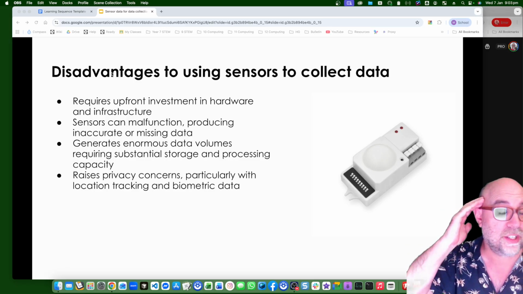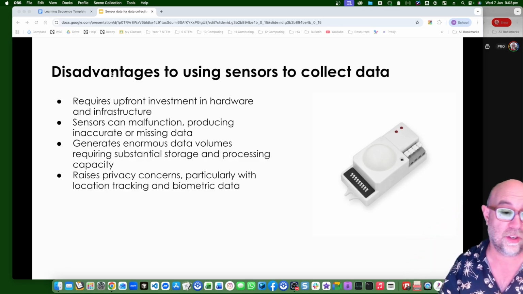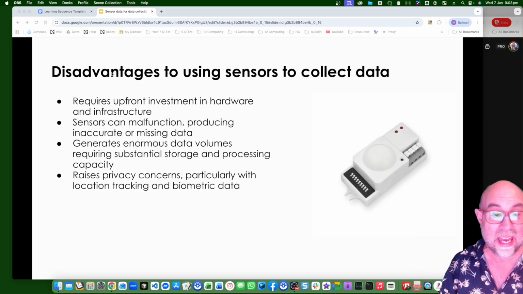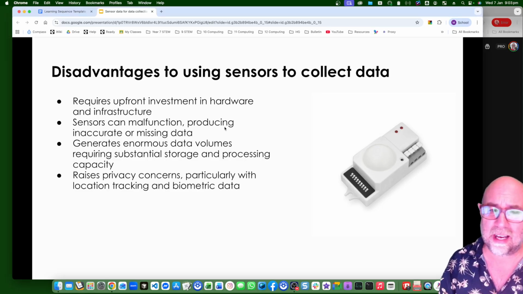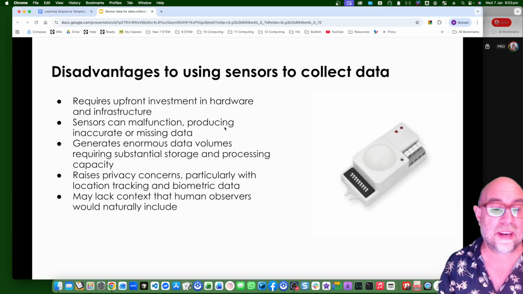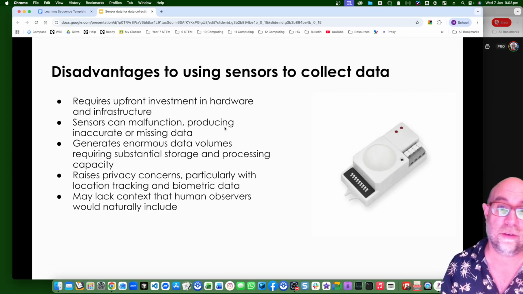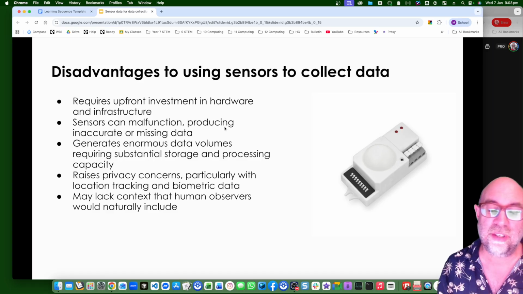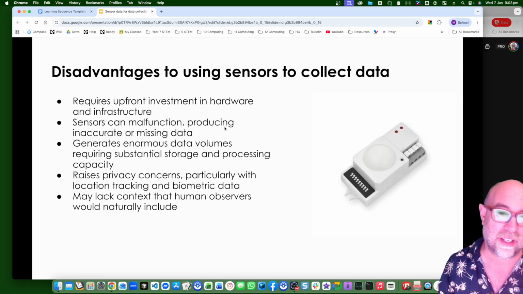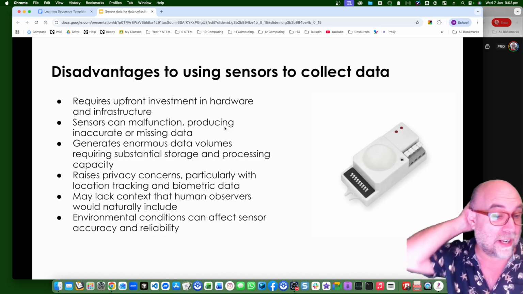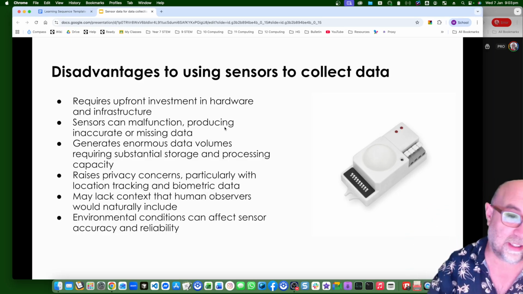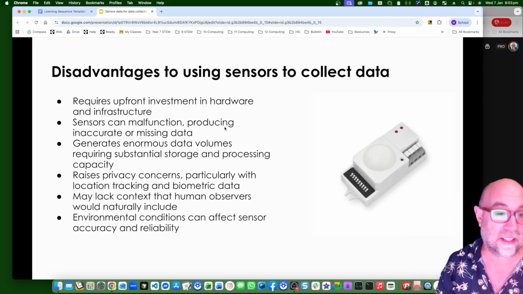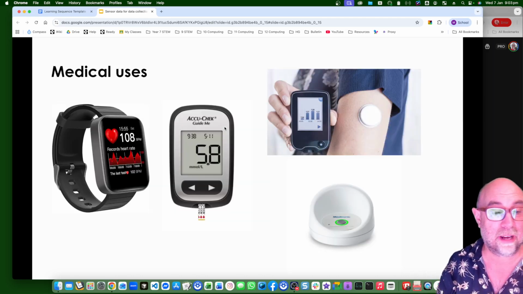It raises privacy concerns, and very real privacy concerns, particularly with location tracking and biometric data. We'll come to that in a minute, but these are not trivial concerns. And it may lack the context that a human observer would naturally include. So yes, it's objective, but it also is very specific. And environmental conditions can affect sensor accuracy and reliability. They can get dust on them. The heat can affect how they age and so forth. They are not just set and forget forever.